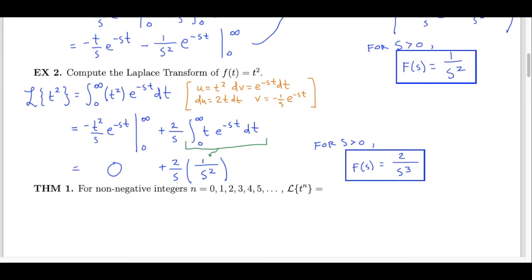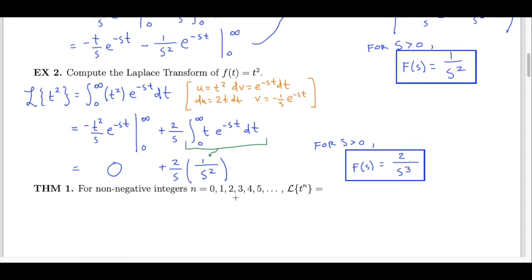So my final answer will be that the Laplace transform is 2 over s cubed. Now, I've only worked through 2 examples, but I want to try to generalize. Down here in theorem 1, I've identified that the transform of t to the n will have some form for any non-negative integer n equals 0, 1, 2. I have just recently done this Laplace transform calculation for n equals 1 and then n equals 2. So I'm going to try to generalize.